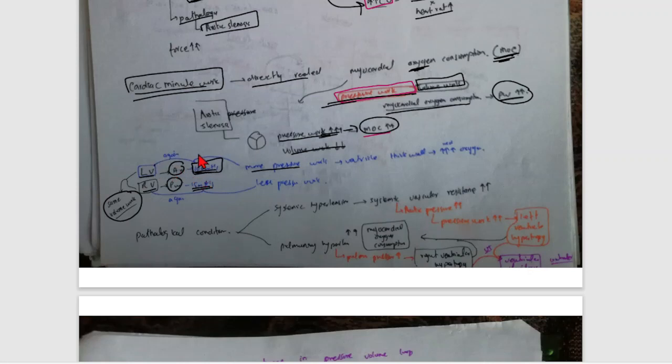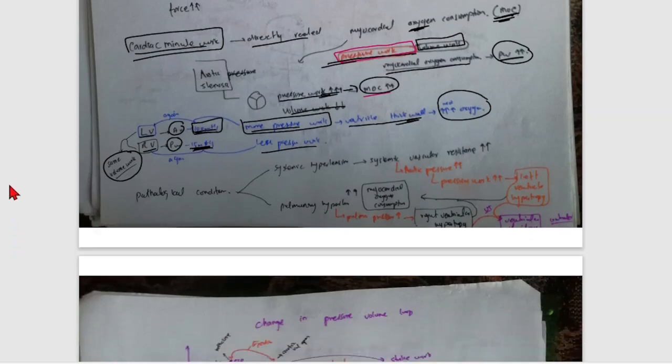So the left ventricle does more pressure work. That's why the left ventricle wall is thick, because it uses more oxygen. And the right ventricle pushes against 15 millimeters of Hg, so less pressure work, the ventricle wall is thin, and less oxygen is needed for it.